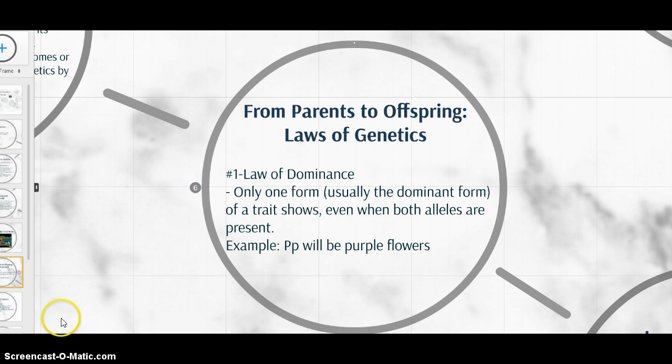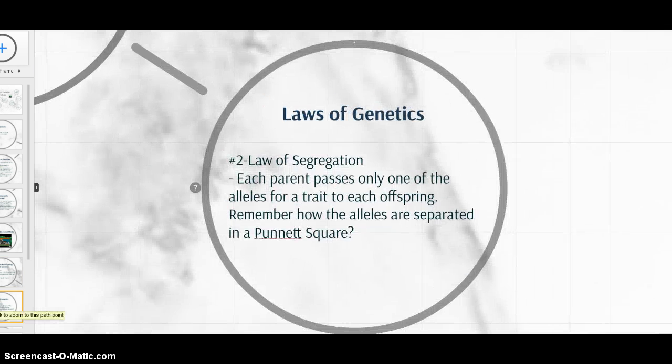making itself known. The next law is the law of segregation, and that means that each parent passes only one of the alleles for a trait to each offspring. So you remember how the alleles are separated in a Punnett square. You have the 4 squares within the one Punnett square, and each parent gives one of their alleles, and that's what they're talking about, law of segregation.